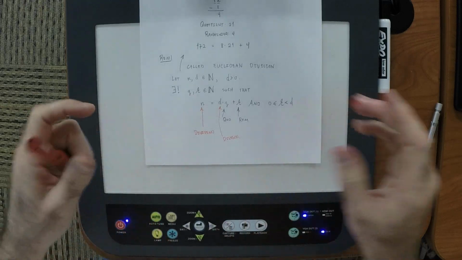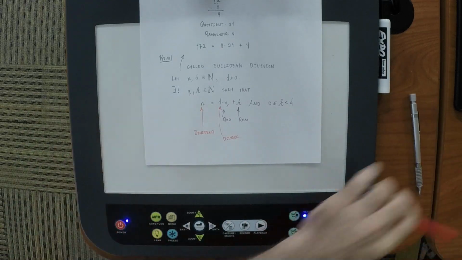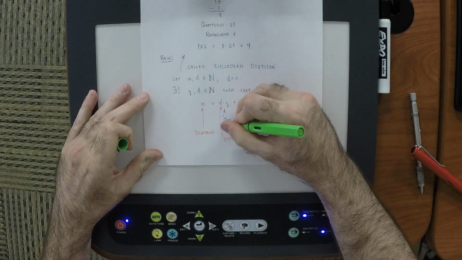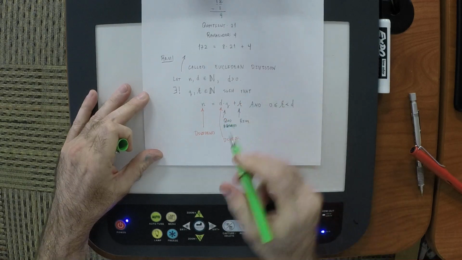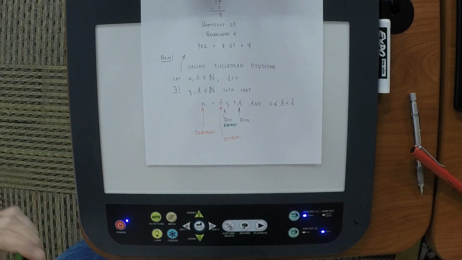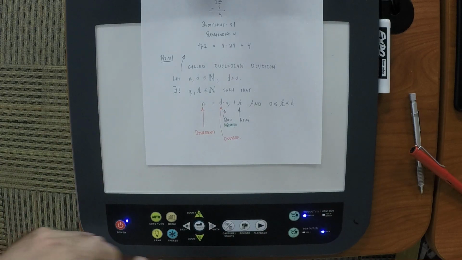And then taking those all together, the quotient, conceptually what it is, is the number of groups you're able to make. And then the remainder is what is left over when you can't make any more groups.